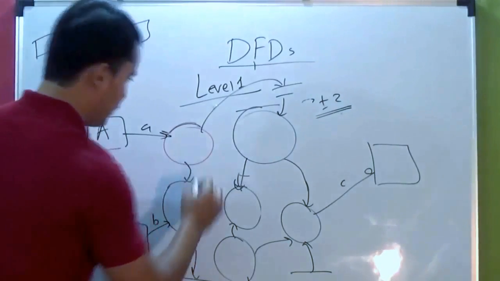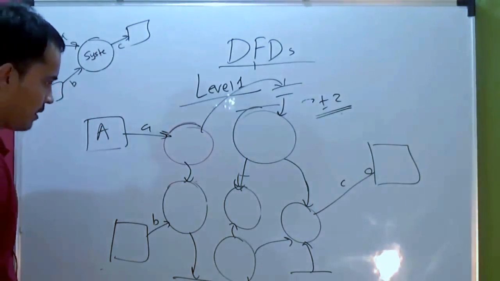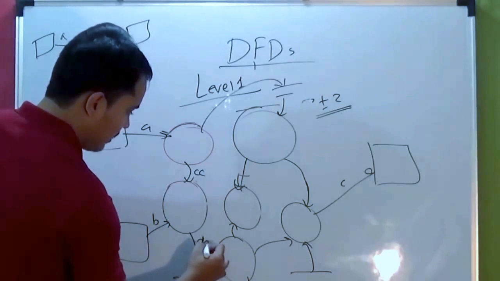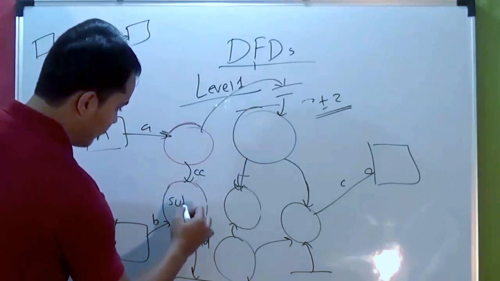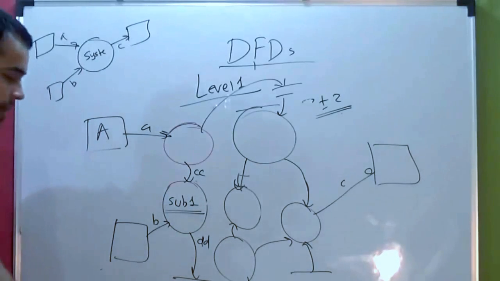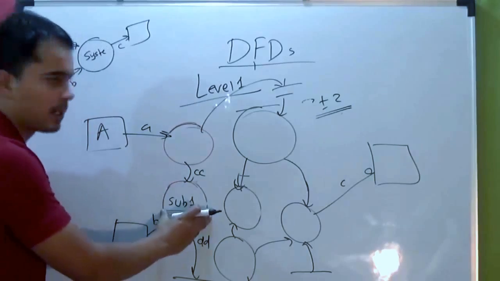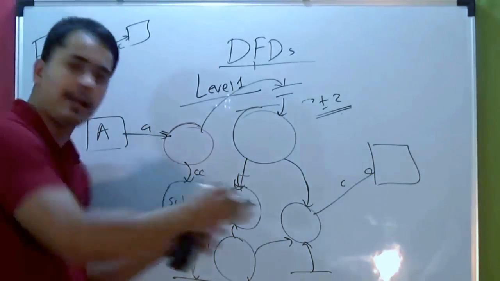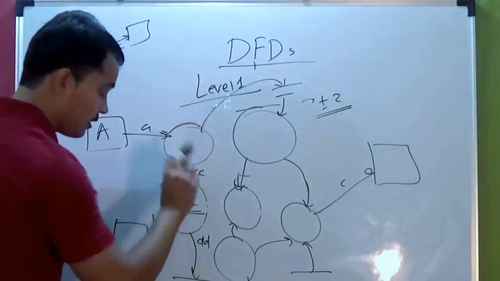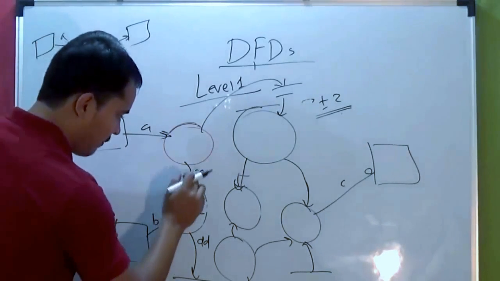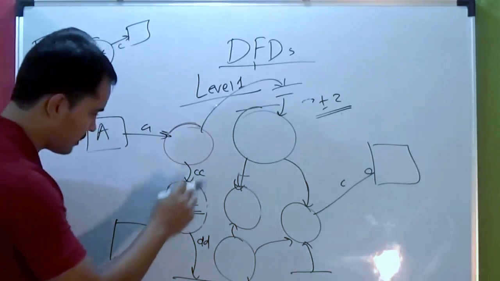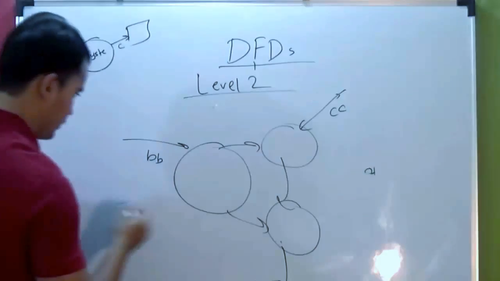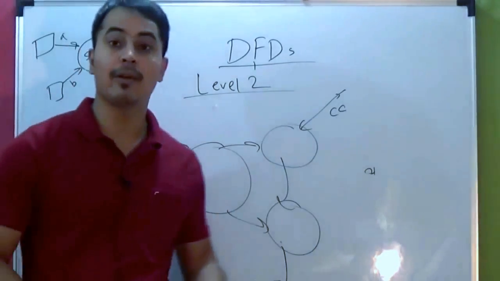Now let's pick this. So let's say CC and DD. Let's pick this subsystem, sub 1, right? Now level 2 diagram is: pick any subsystem in the level 1 diagram and then start decomposing this. Start refining this. Right? So to balance the DFD, remember sub 1 has two incoming data flows, CC and BB, and 1 outgoing data flow, DD. Now this is your level 2 diagram.